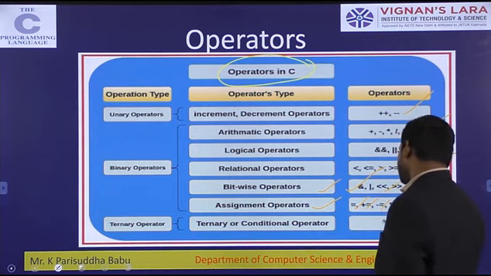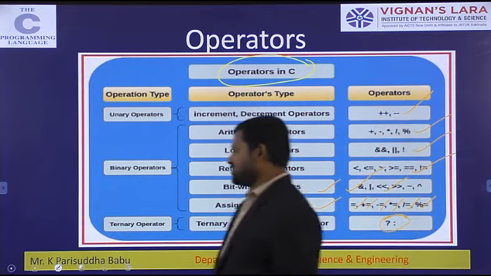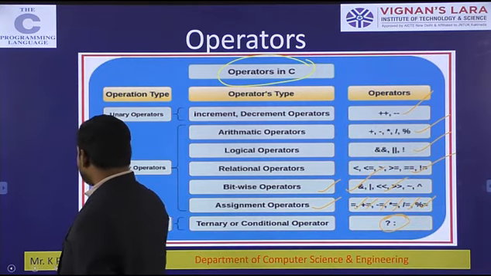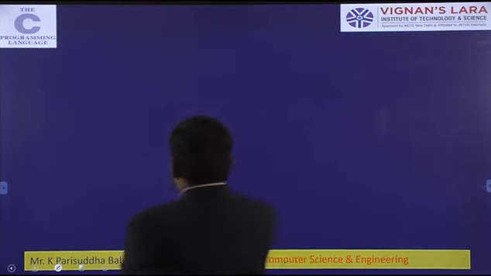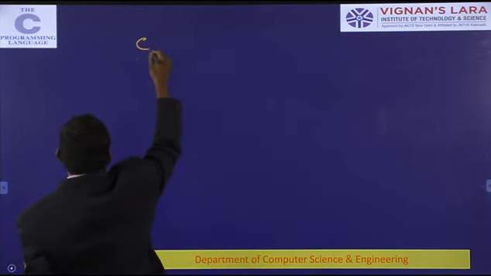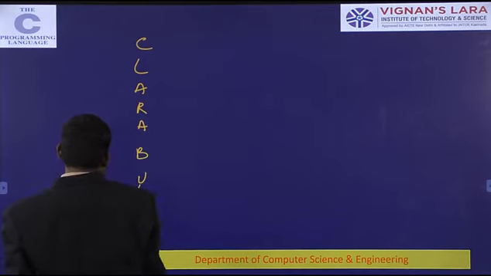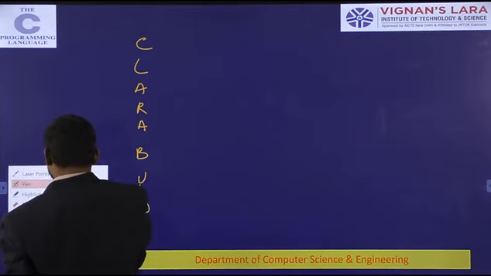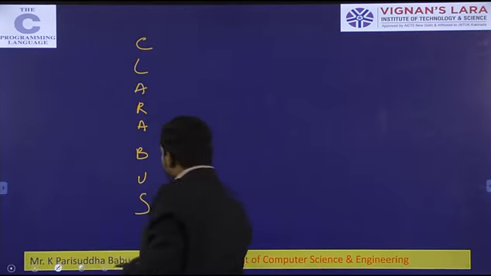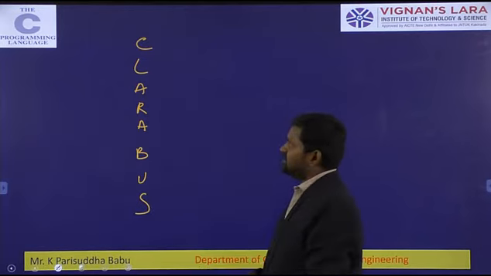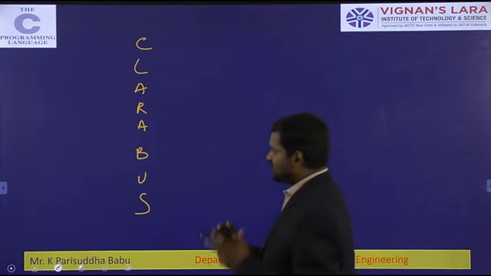The ternary operator we studied, question mark and colon, is the ternary operator. So how many types of operators are there? Three categories, seven types. We simply remember it as C, L, A, R, A, B, U, S. These are the operators available in the C language.